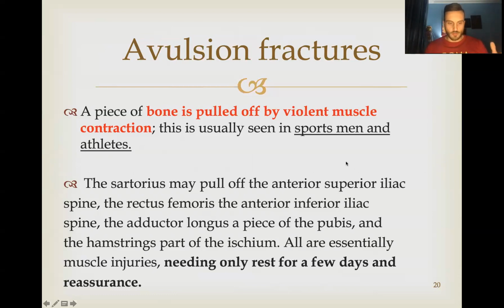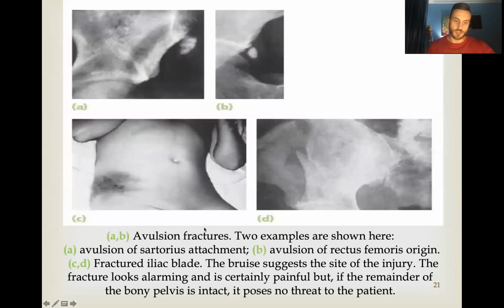So the bone is pulled. The sartorius I told you about, and as you can see in this picture, there is a hematoma. This is the fracture you can see in the X-ray, and this is another avulsion fracture. On D, this is a fracture in the iliac blade or iliac wing. So this is the ilium. If there is a fracture, for example, coming through here, this is a fracture in the iliac wing or the iliac blade.